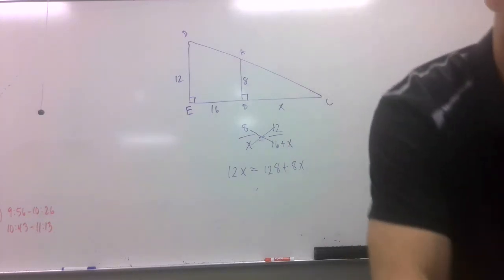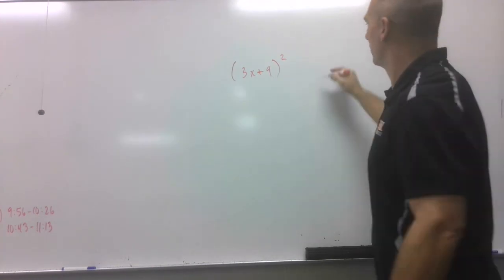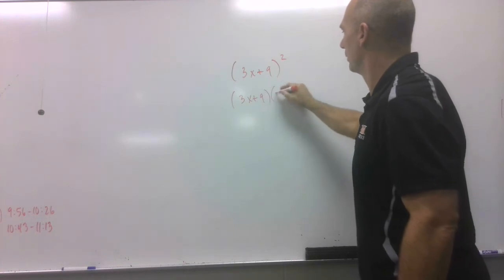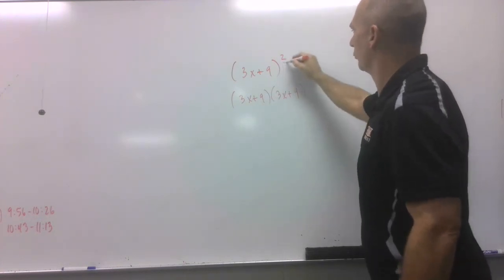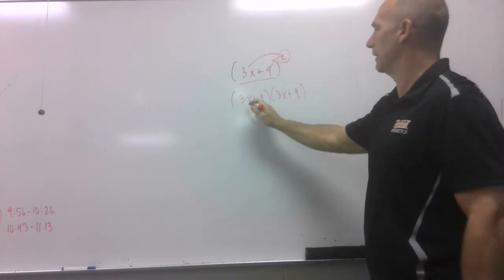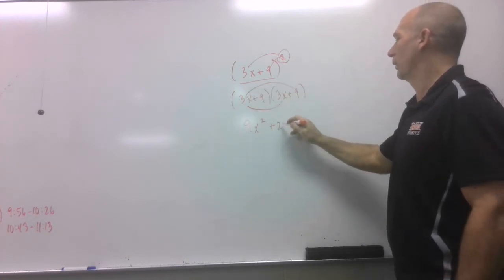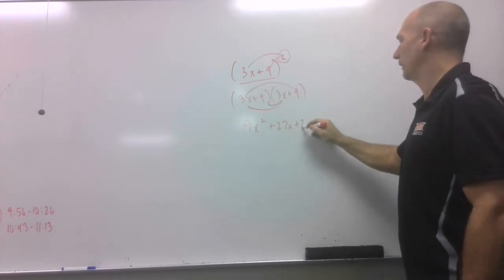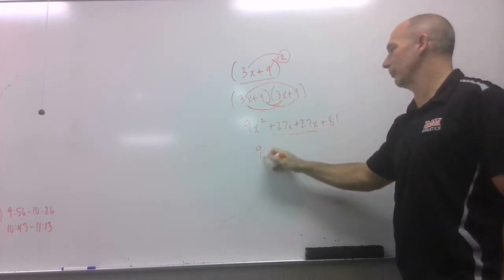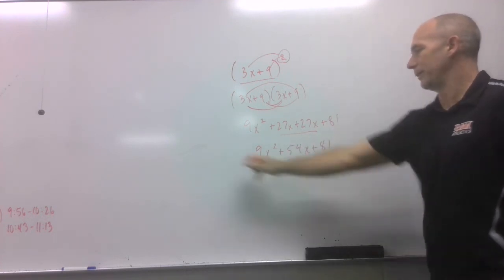I'm running out of time because my class is about to show up, so I'm going to go to the next topic. All right, so now we're talking FOIL. How do you do these? Well, you're just going to go 3x plus 9, 3x plus 9, because that's what you do when you square a binomial. You cannot square this and think you're doing it right. So 3x times 3x is 9x squared. Outside is 27x. Inside is 27x. And then last is 81. Add these like terms, 9x squared plus 54x plus 81. There's my answer.